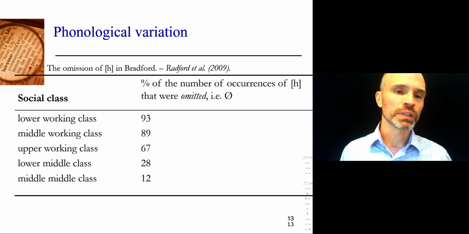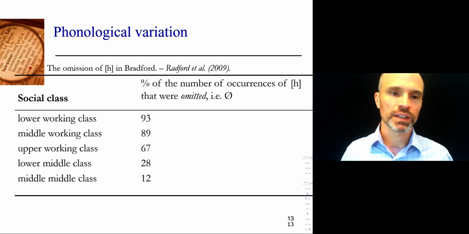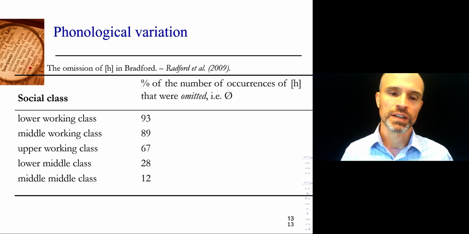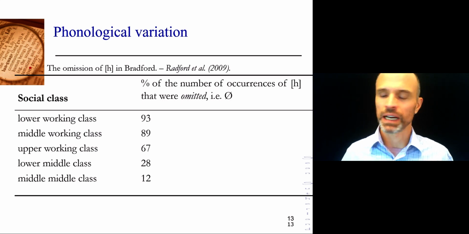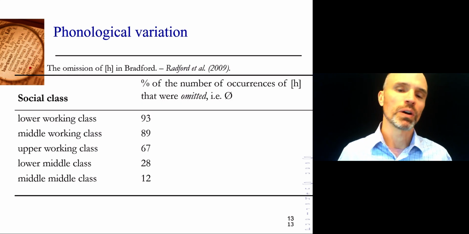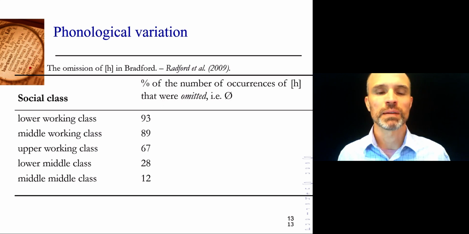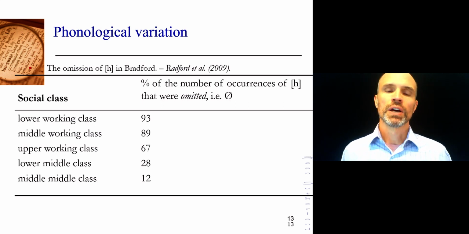The important thing to notice here is that it's not 100%. It's not that lower working class people never said hammer and house and head. It's not that middle class people always said hammer and house and head. 12% of the time, the middle class people omitted the h. 7% of the time, the lower working class people produced the h.